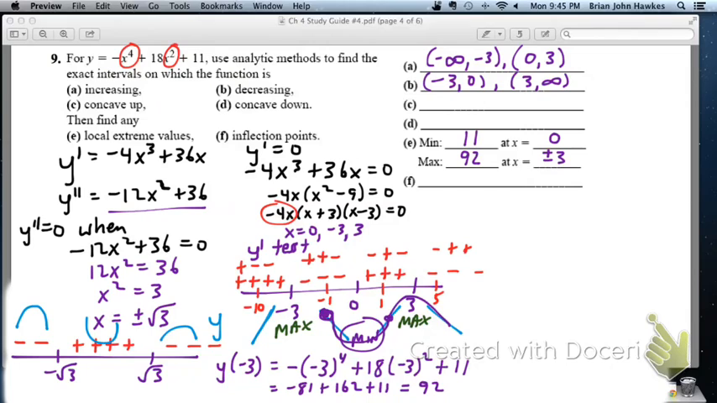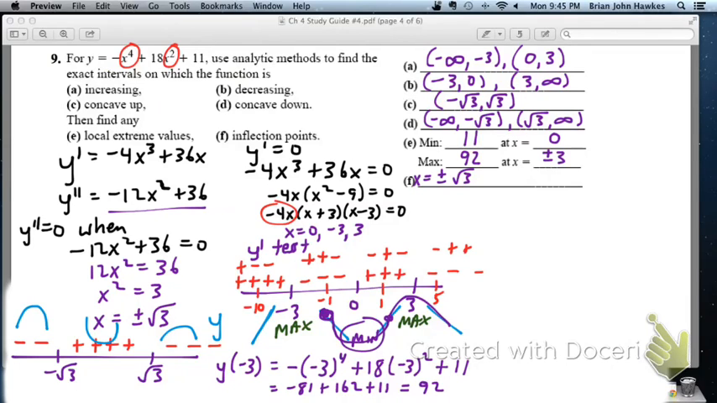Therefore, we can see our intervals. f of x, or y in this case, is concave up on the interval from negative radical 3 to radical 3. And y is concave down on the interval from negative infinity to negative radical 3, as well as the interval from radical 3 to positive infinity. And therefore our inflection points would be at x equals plus or minus radical 3.